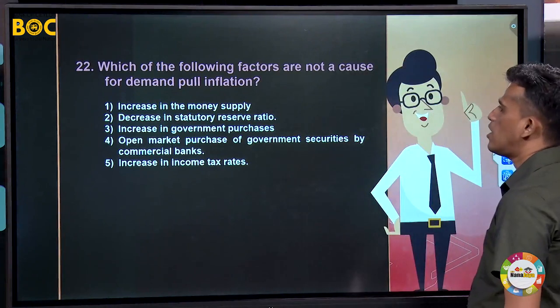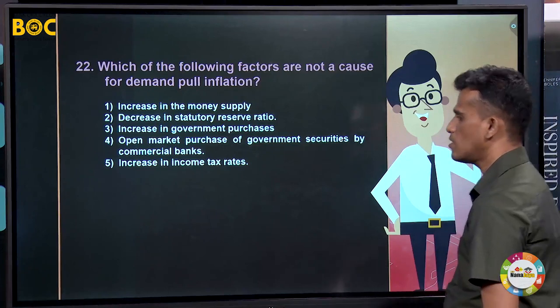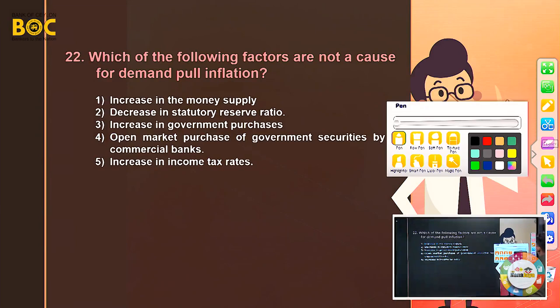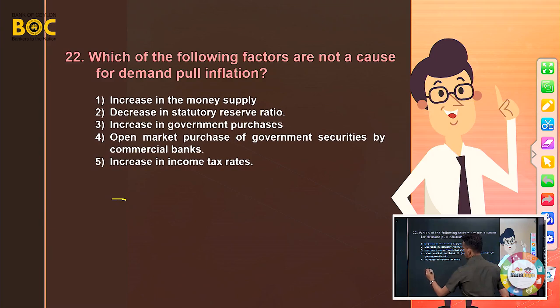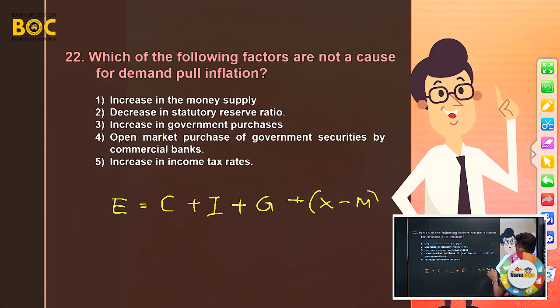Which of the following factors are not a cause for demand pull inflation? So we already discussed that aggregate demand comprises of four components: consumption, investments, government purchases, and then net exports. Any factor which is leading for any of these to go up may support the demand pull inflation. We will see. Increase in money supply. We already learned that increase in money supply leads for the aggregate demand to go up. Money supply increases, aggregate demand increases. Means what? Creates a demand pull inflation.